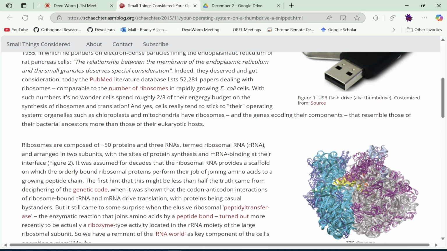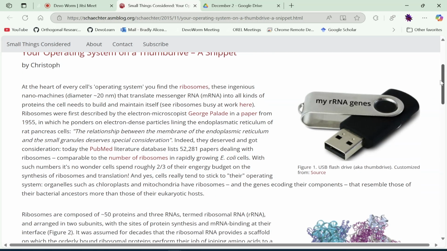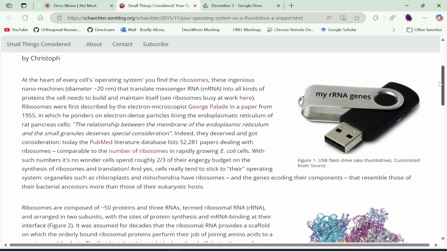And then he says, and yes, cells really tend to stick to their operating system. So I guess what he's referring to as the operating system are ribosomes and ribosomal RNA and tRNAs, and the machinery that is involved in that. Organelles such as chloroplasts and mitochondria have ribosomes, and their genes encoding their components resemble those of their bacterial ancestors. Well, your ribosome is basically information, and you can put it on a thumb drive, which is its whole other analogy.